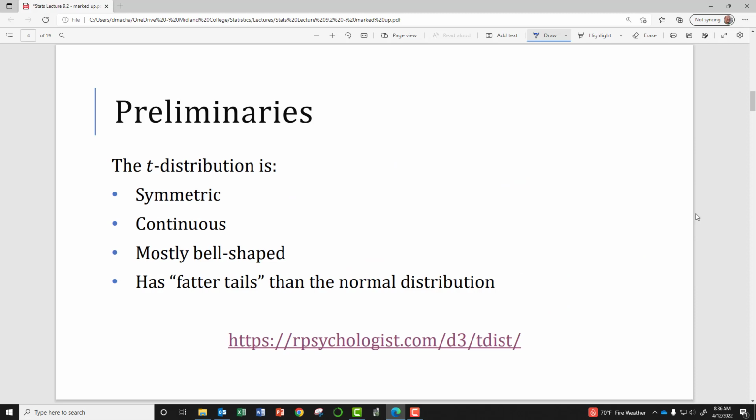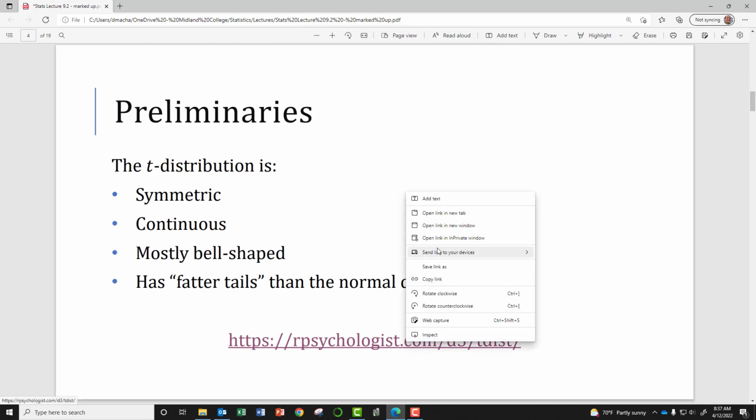Now here's some properties of the t-distribution. The t-distribution, just like the normal distribution, is symmetric. It represents a continuous random variable. It's mostly bell-shaped, but you might say that it has what we call fatter tails than the normal distribution, or heavier tails. And there's a nice link here to a website that has a nice tool that I want to show you. So let's open that one up and see what we get.